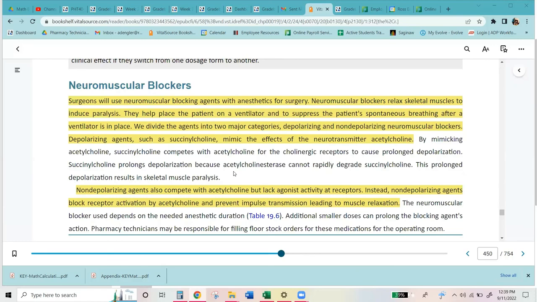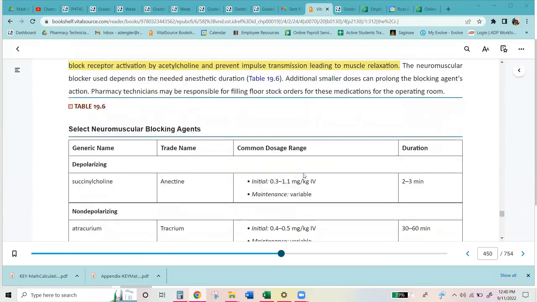Depolarizing agents such as succinylcholine mimic the effects of the neurotransmitter acetylcholine. Non-depolarizing agents also compete with acetylcholine but lack agonist activity at receptors. Instead, non-depolarizing agents block receptor activation by acetylcholine and prevent impulse transmission, leading to muscle relaxation.